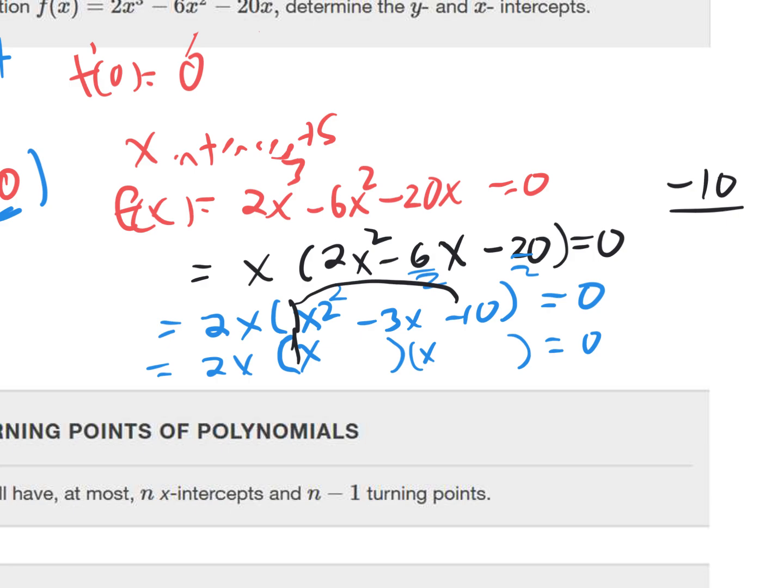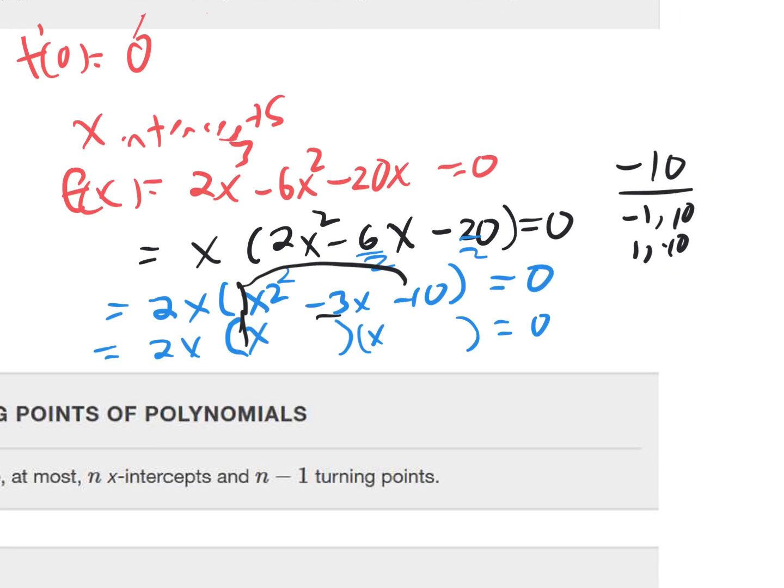Well, I'm going to list them all, because there are not that many. There's a minus 1 and a 10. There is a 1 and a negative 10. But those are silly. They don't add up to a negative 3. So let me continue. I have a 2 and a negative 5. I have a negative 2 and a positive 5. Do either of those add up to a negative 3? Bingo. Those add up to a negative 3. So I have x, that's a positive 2, x minus a 5.